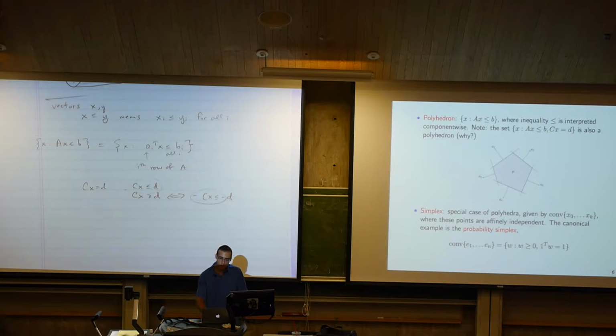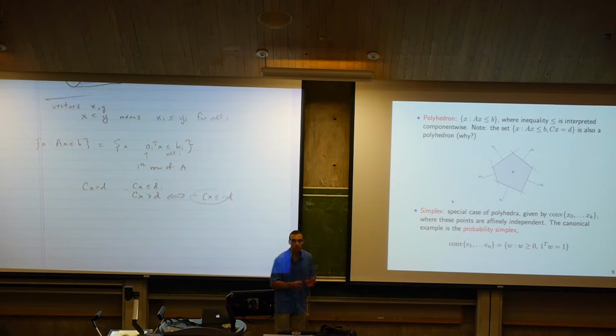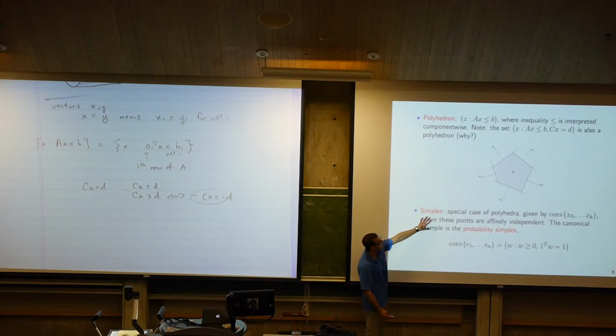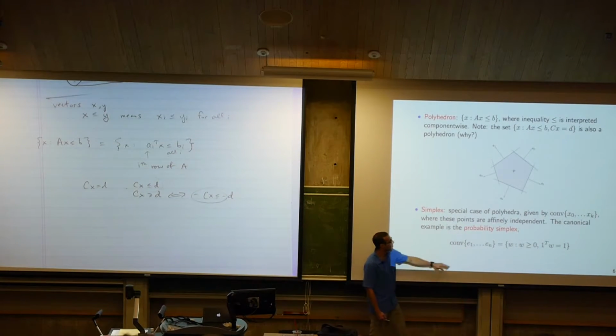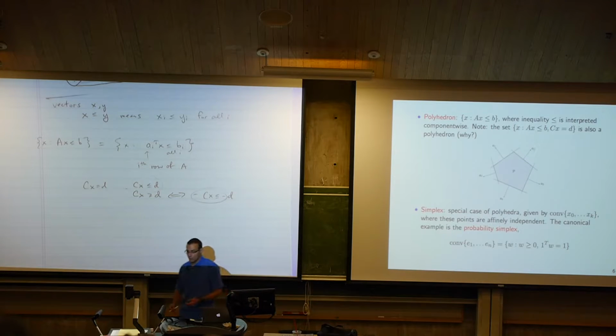It turns out that it's not always possible, right? Polyhedra are very interesting. I think we could give many lectures on polyhedra, but I'll try just to give the basics. A simplex is a special case of a polyhedron of this form, where these points are affinely independent. So linear independence is something you all should know, right?